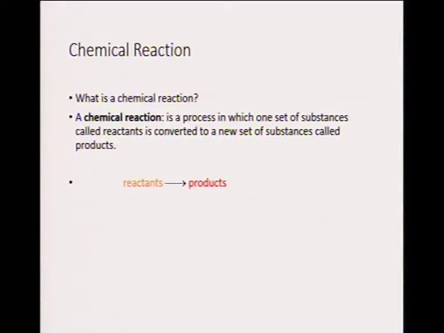What is a chemical reaction? We can define a chemical reaction as a process in which one set of substances called reactants are converted to new substances which are called products. So we have reactants that in the end become products.